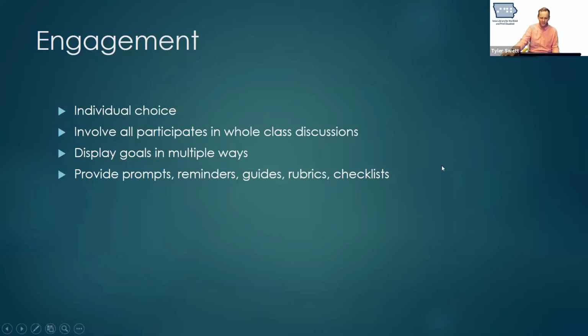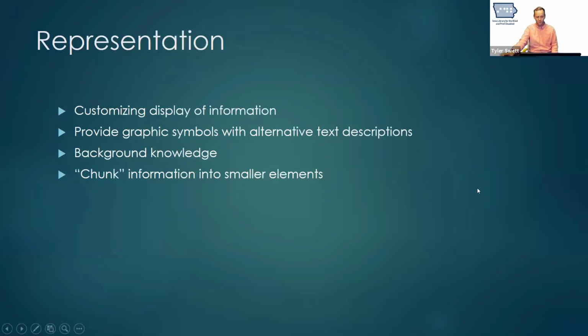So that's engagement. The next is representation. This is where we're customizing how we're getting the information out. Background knowledge is a good one, where you're relating to the background knowledge your students already have. This could be things they've already learned, or even who they are as students. Understanding where they come from and what their likes and dislikes are can help you take this background knowledge and apply it to what you're learning about.